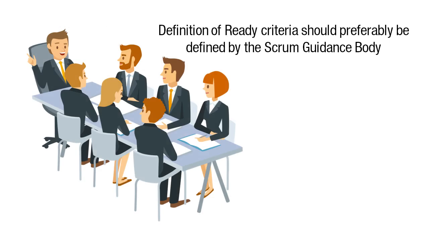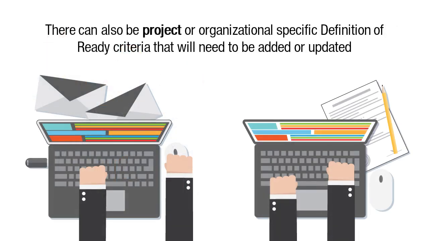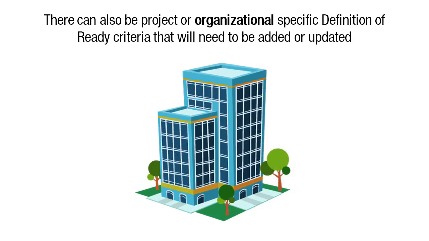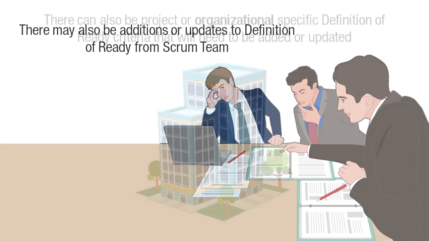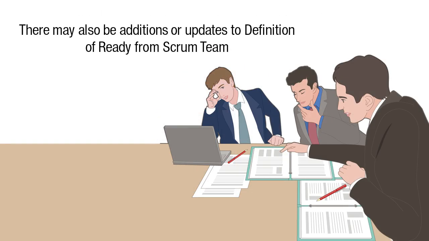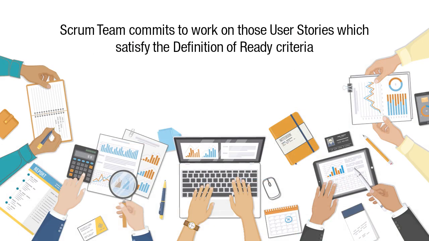The definition of ready criteria should preferably be defined by the Scrum guidance body. However, there can also be project or organizational specific definition of ready criteria that will need to be added or updated. There may also be additions or updates to the definition of ready from the Scrum team. The Scrum team commits to work on those user stories which satisfy the definition of ready criteria.